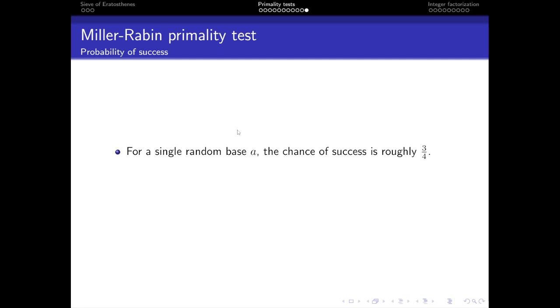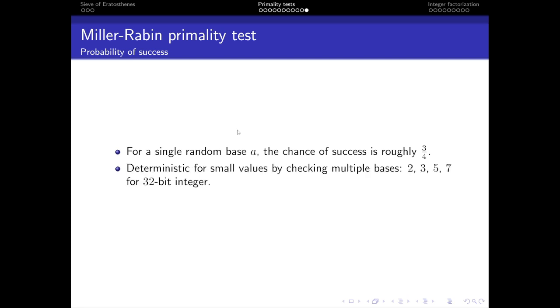And on that occasion, I should actually note that the Miller-Rabin primality test doesn't actually prove whether a number is prime. If anything, it proves it's composite. However, we still know with a very high chance whether the number we're testing is prime or not. And in fact, you can go as far as making it deterministic by just checking multiple bases.